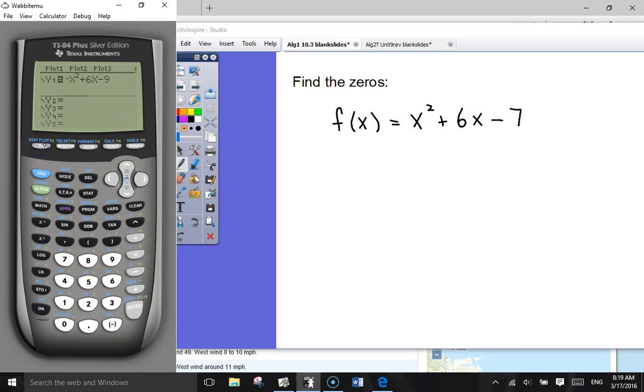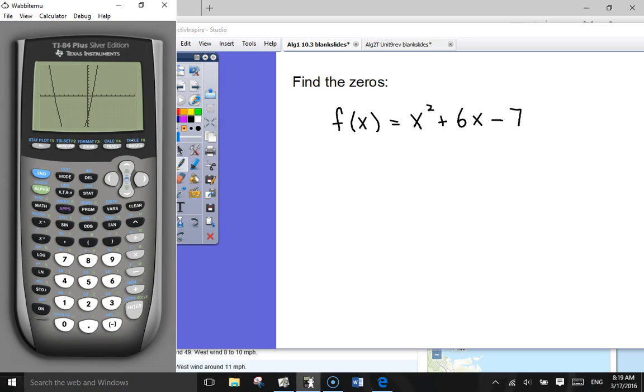So again, as far as your procedures, just put in y equals x squared plus 6x minus 7. Enter, and then you hit graph. And by zeros, we mean x-intercepts. Can you estimate what they are? Is it -7 and 1?